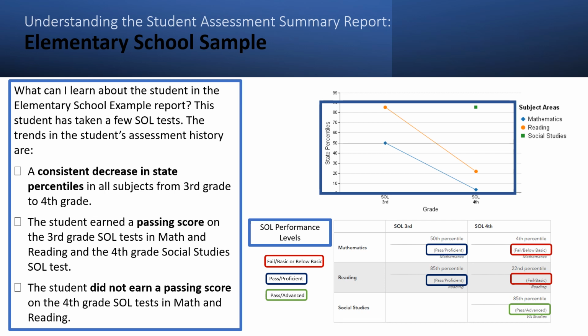We can identify those as the SOL performance levels that have been highlighted in blue and green, blue representing pass proficient and green representing pass advanced. The student did not earn a passing score in their 4th grade SOL test in math and reading. Those are identified in this example as the red boxes that represent the fail basic or fail below basic performance level of the SOL. Again, if you have questions about your student's performance, you should contact their school or designated division contact.